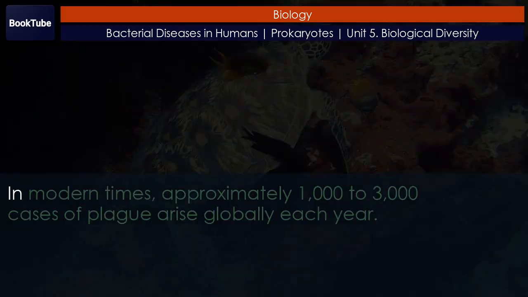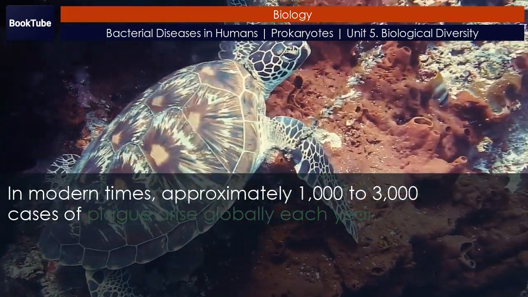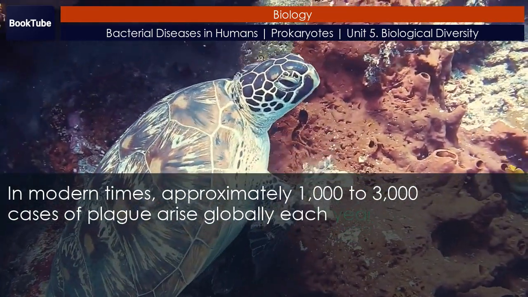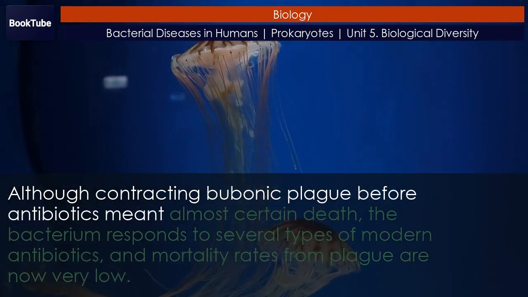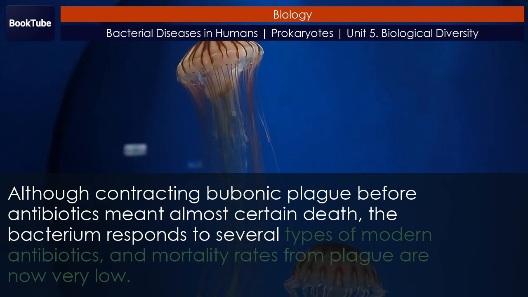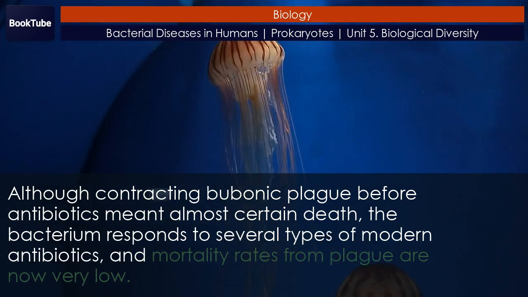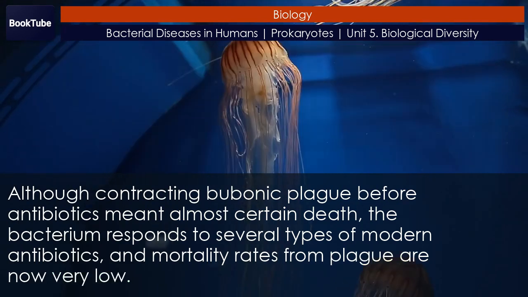Figure 2. In modern times, approximately 1,000 to 3,000 cases of plague arise globally each year. Although contracting bubonic plague before antibiotics meant almost certain death, the bacterium responds to several types of modern antibiotics, and mortality rates from plague are now very low.